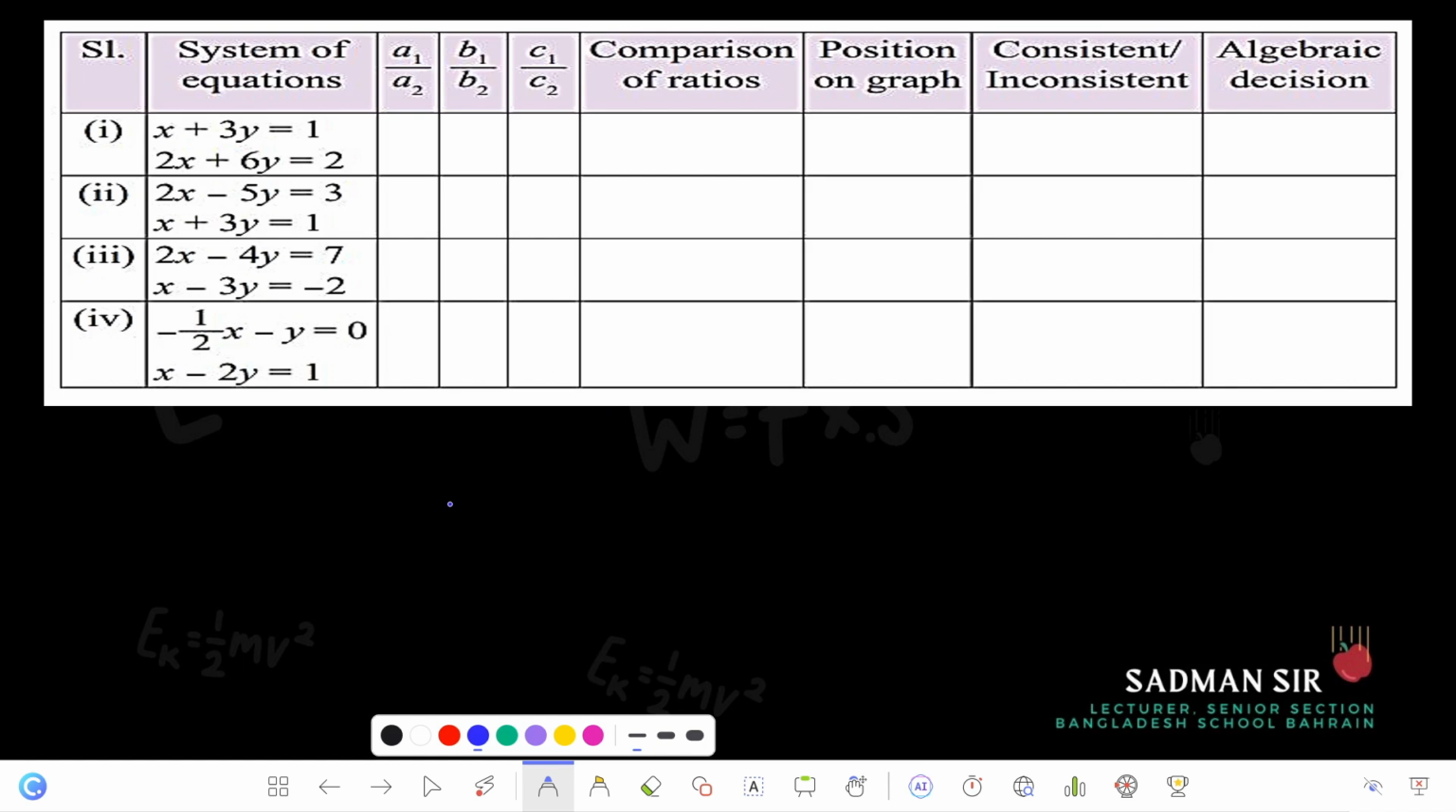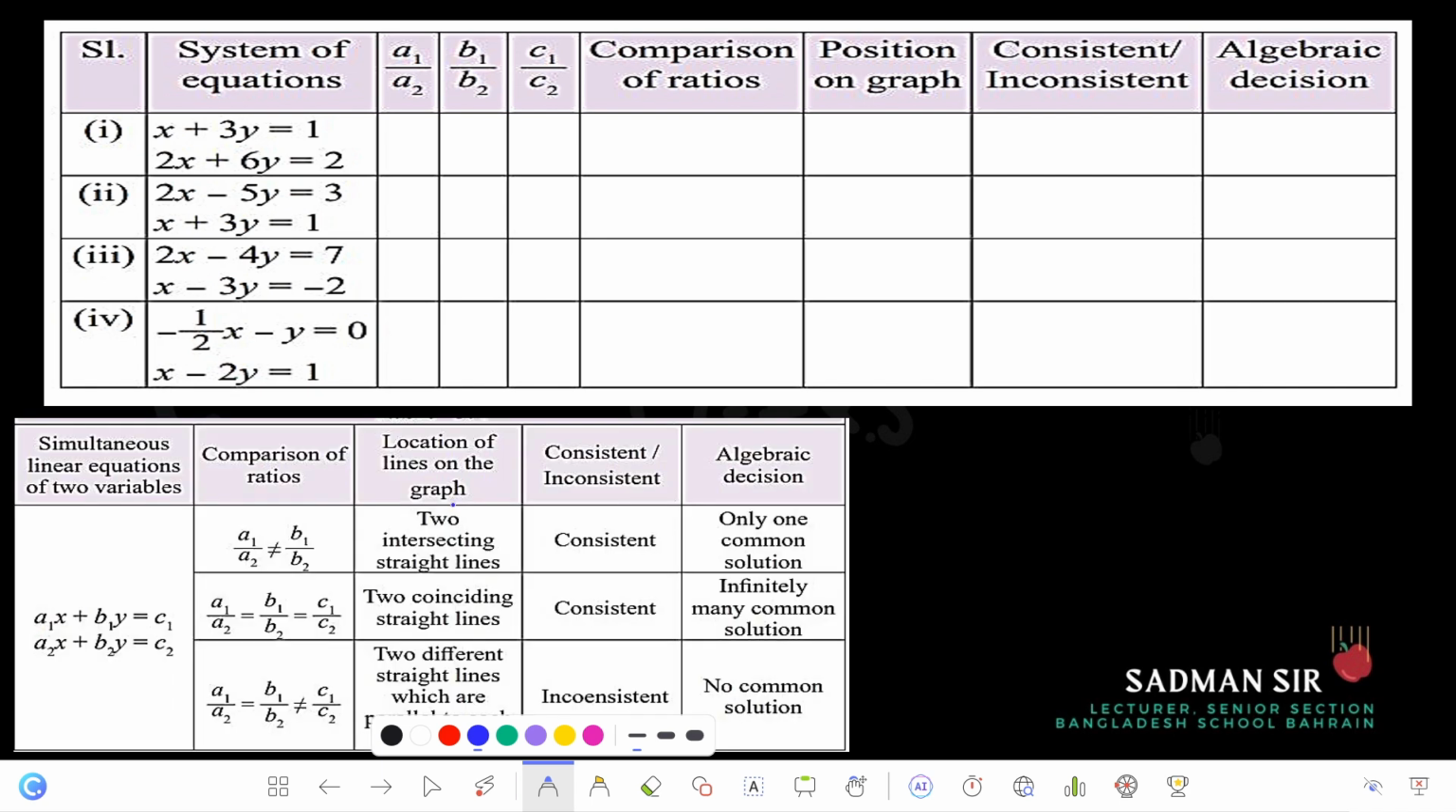To fill it up, we need the help of another table that is given before the exercise, okay? And the table looks like this one. You can see that two equations will be given, and those two equations should look like this: a1x plus b1y plus c1. Here we are considering the coefficient of x in the first equation a1 and in the second equation a2, the coefficient of y in the first equation b1, second equation b2, and the terms that don't include x or y are called constant terms, and they're represented by c1 and c2.